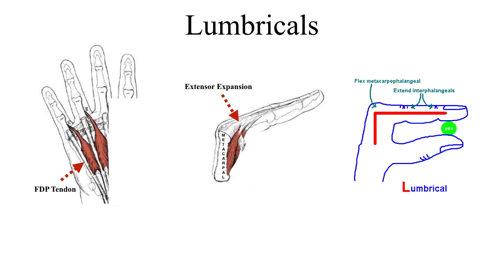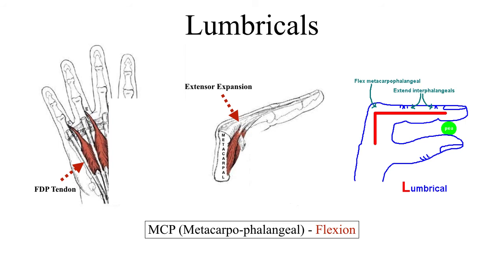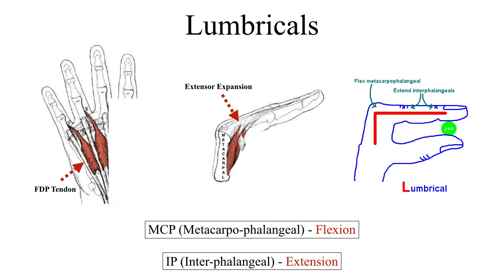Now remember this picture, when the hand is kept in the shape of L, remember the mnemonic L for lumbrical. It flexes the metacarpophalangeal joint and extends the interphalangeal joint. So this is the action of lumbricals.